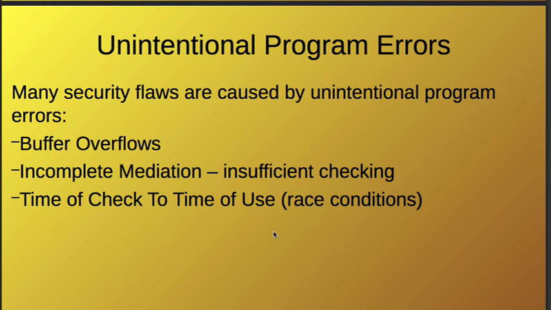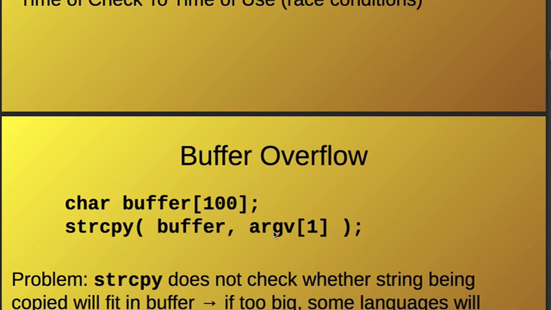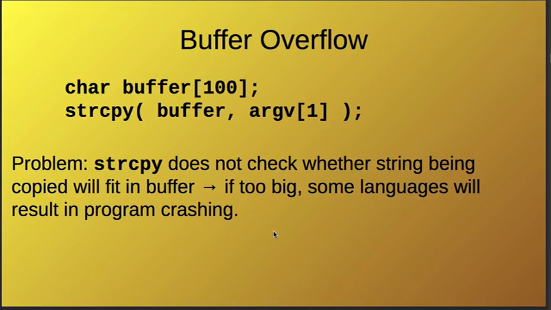Another type of security flaw that's caused by unintentional errors is time of check to time of use, or race condition. This is where you have multiple things happening at the same time, and then depending on which thing happens to write to some area of memory or file or something, different things will happen, maybe with unintended consequences. Okay, so let's take a look at buffer overflows first.